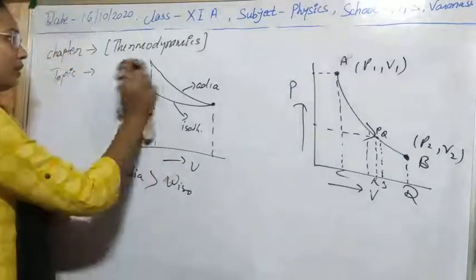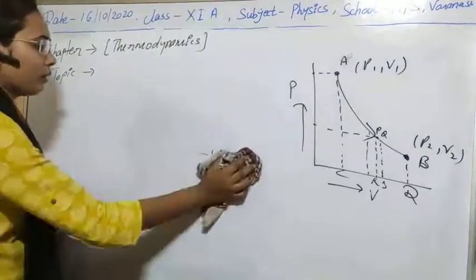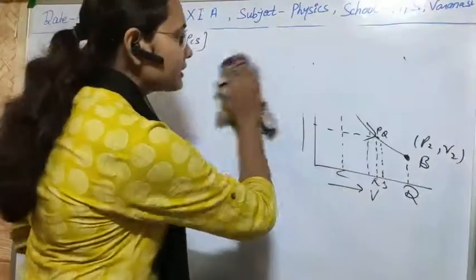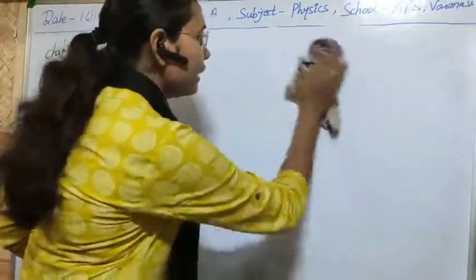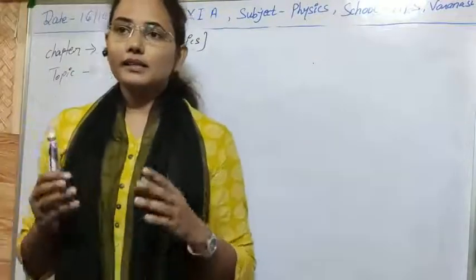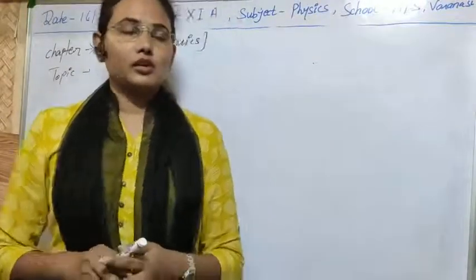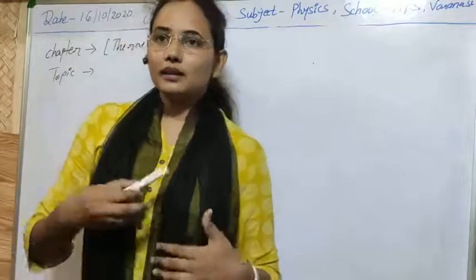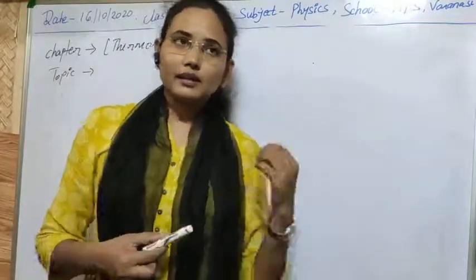So I think all these things, work done, compression, expansion, are clear to you in both the processes, adiabatic and isothermal. So what is the difference between both the processes? We can summarize it and understand it. So let's see that in a summarized way.